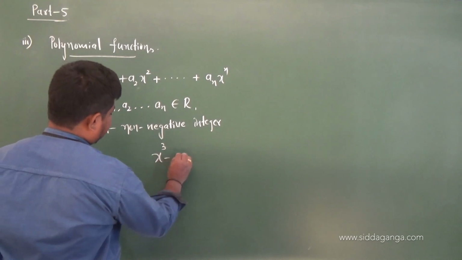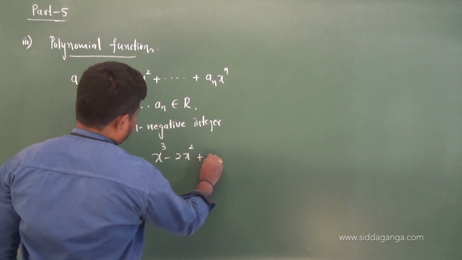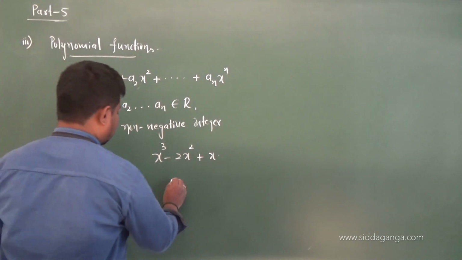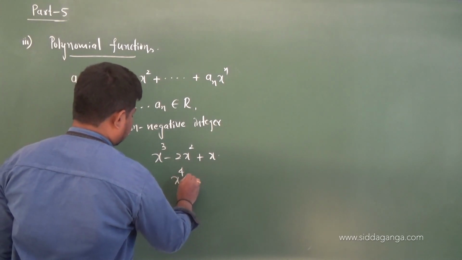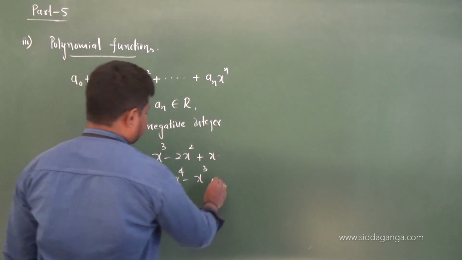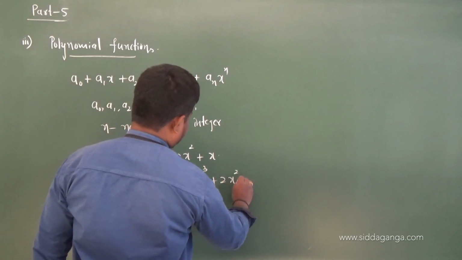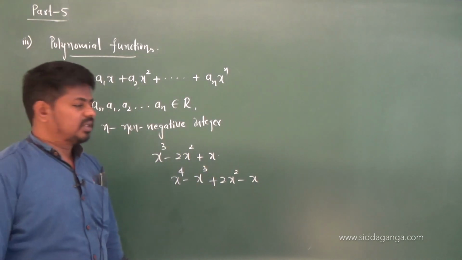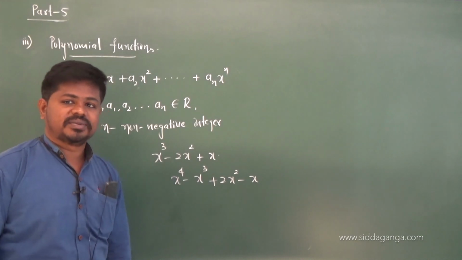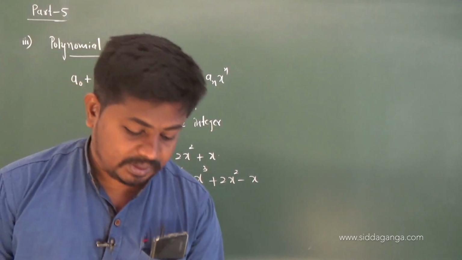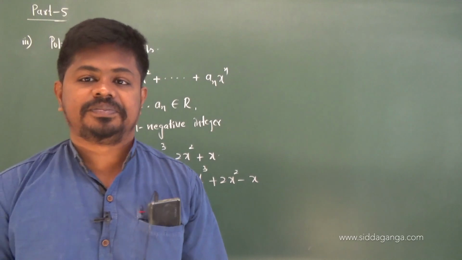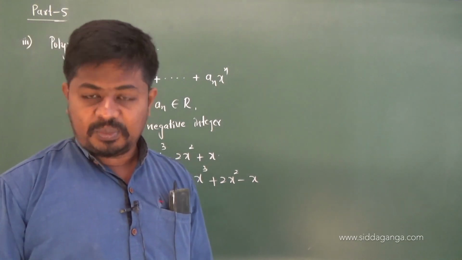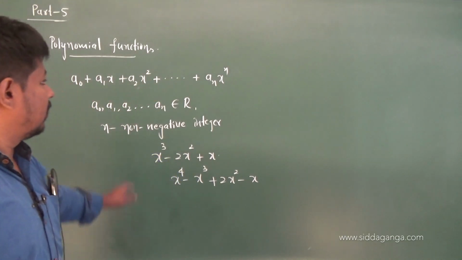For example, x cube minus 2x square plus x is a polynomial. Another example, x power of 4 minus x cube plus 2x square minus x. So these are all polynomials, right? We discussed this in the previous standards. I think you are all familiar with polynomials, right? And this is the general form of a polynomial.